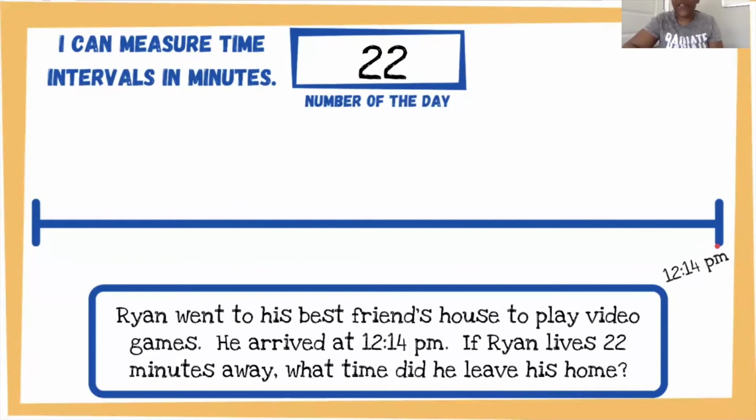So at 12:14, Ryan is at his friend's house, and we're trying to figure out what time he left home. We can use the exact same process using our intervals. So if I come up with a number for a time in the past, I can get closer to when Ryan left his house. What number would you like to use first?